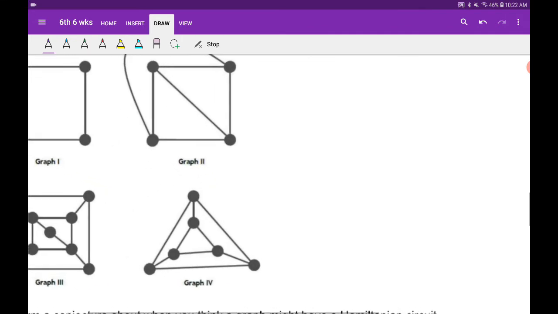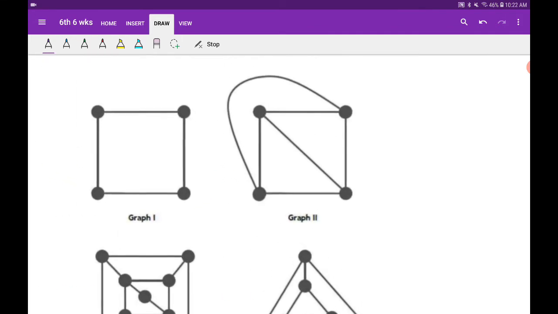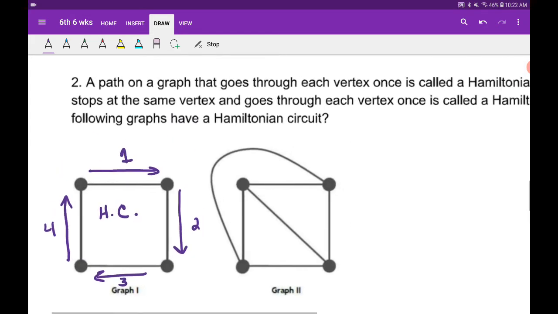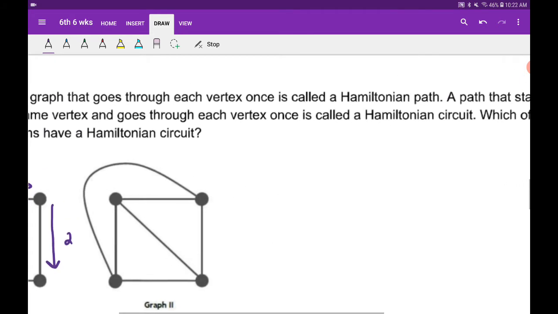All right, so let's look at this first graph, graph 1. What I did, I went this way: one, second path, my third path, and then of course my fourth path. This one did make a Hamiltonian circuit, so I'm going to put HC for Hamiltonian circuit. When we talk about a Hamiltonian circuit, I'm going to abbreviate that HC.